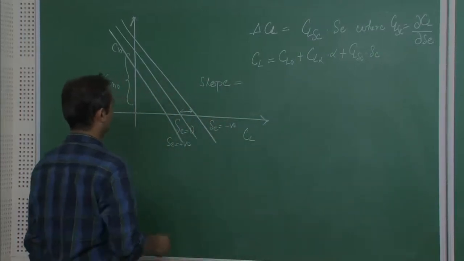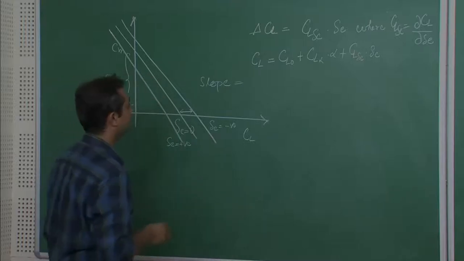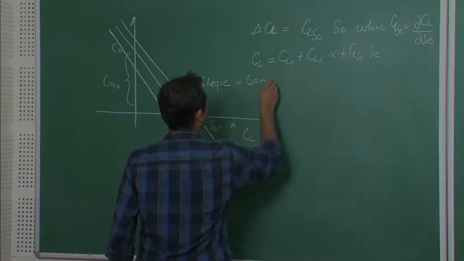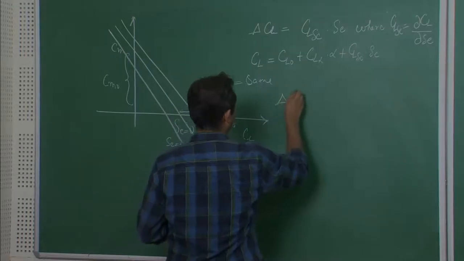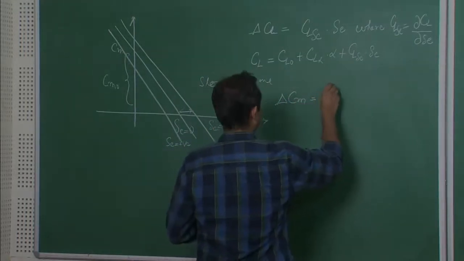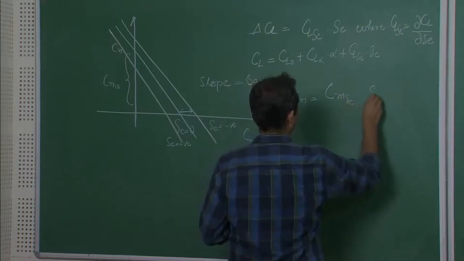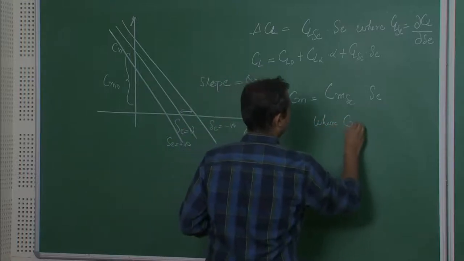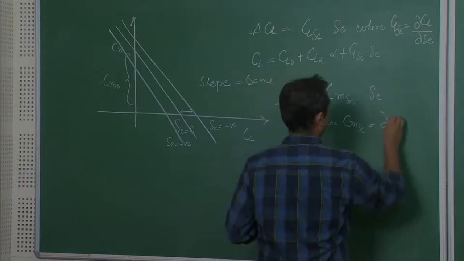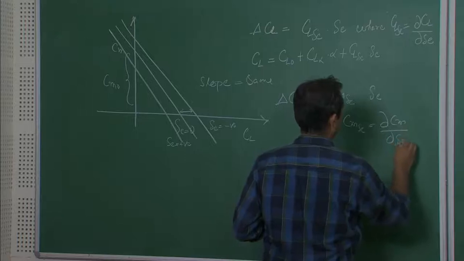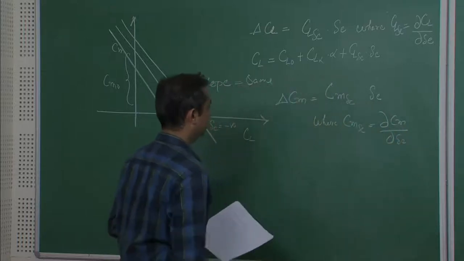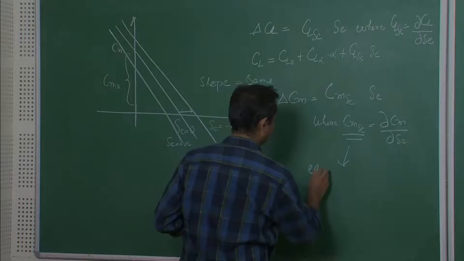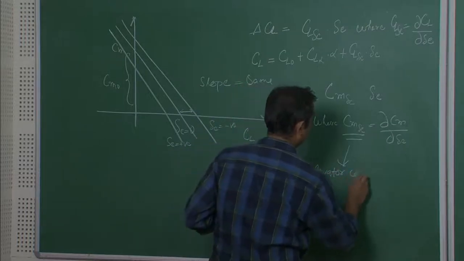Similarly, due to elevator deflection, your pitching moment will also change. The slope is the same, as you know. So the change in pitching moment coefficient is Cm delta E into delta E, where Cm delta E is the change in pitching moment coefficient by deflection of the control surface, that is the elevator in this case. Now this term Cm delta E is known as your elevator control power.